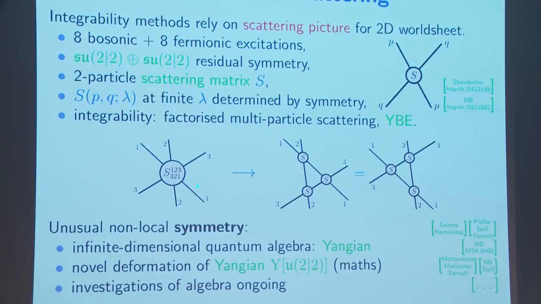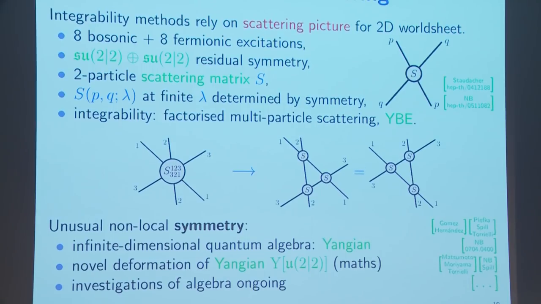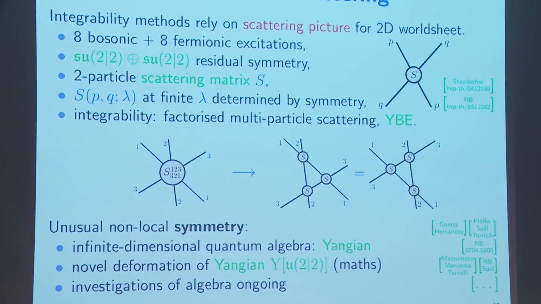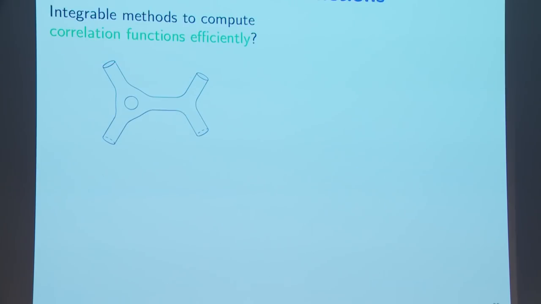Concerning symmetry, this scattering matrix gives rise to some unusual non-local type of symmetry, which is known as the Yangian algebra. And the Yangian algebra here is more or less a Yangian of this algebra SU(2|2), or maybe U(2|2), or maybe some deformation of it, which is not completely under good control in terms of mathematics, because it has some central extensions and derivations which are not quite covered by the usual framework. So investigations of this algebra are still going on.